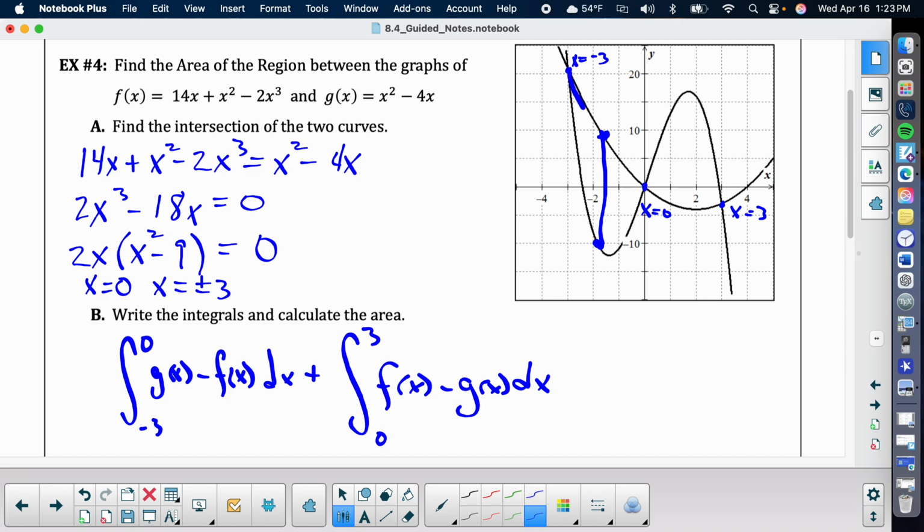And this section right here, that's the top equation, and the parabola is G. And then you just do the opposite. And then over here, this is the top equation, correct? Yep.